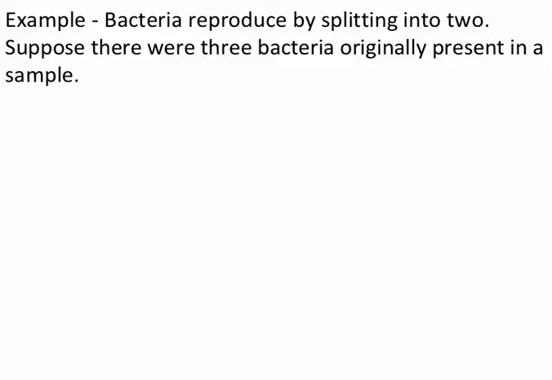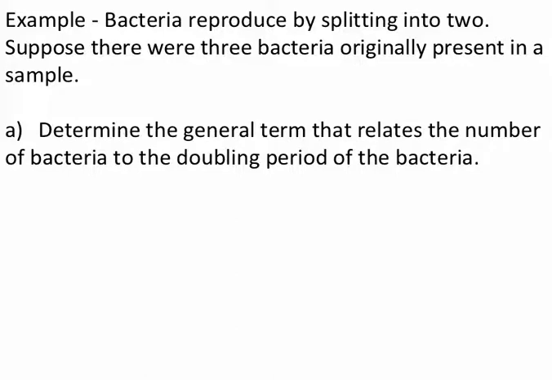As an example, let's look at bacteria. Bacteria reproduce by splitting into two. Suppose we originally start with 3 bacteria present. Our question is, determine a general term that relates the number of bacteria to the doubling period of bacteria. What are we trying to find here? A general term. We want to find a Tn. That's what we're trying to find, and we're going to use the information that we have to find that Tn.